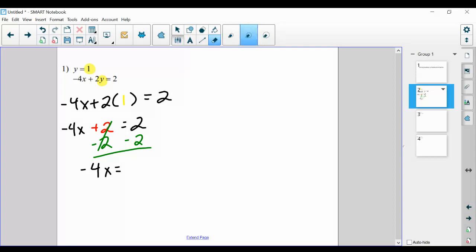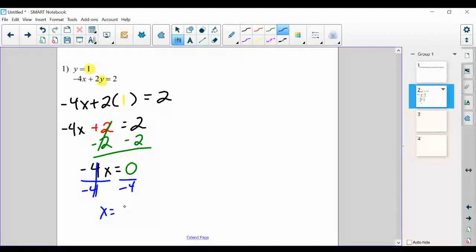And we need to actually write 0 because we need to know the number that it's equal to. 2 minus 2 is 0. We cannot leave it blank. We have to write 0. And now we have negative 4 times x. So we need to divide both sides by negative 4. And we get that x is equal to 0.